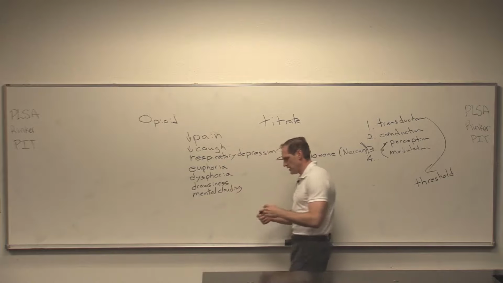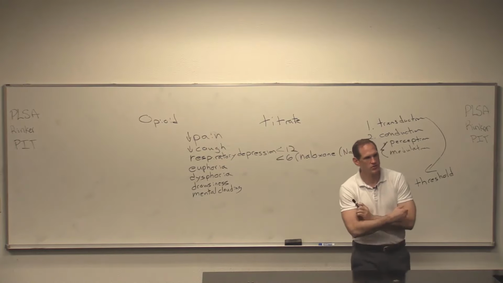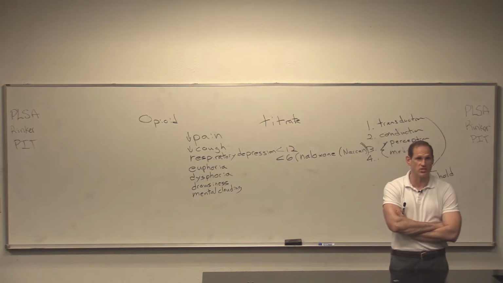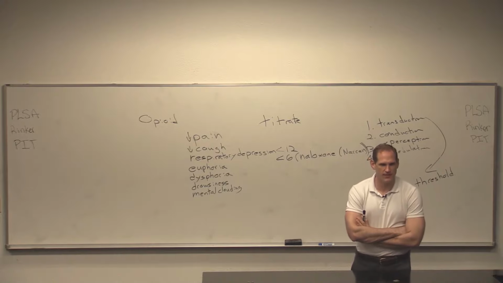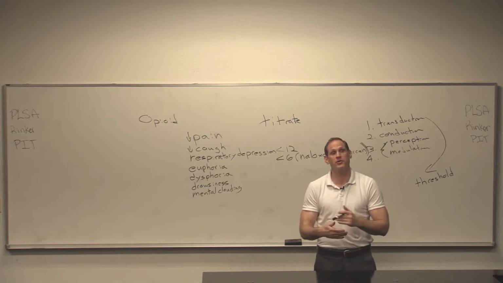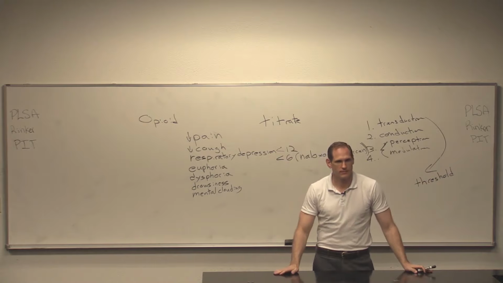Mental clouding can be anything from you just can't think quite straight to your reflexes are diminished and your judgment is impaired, which means that when you are on an opioid drug, you should not operate heavy machinery, aka an automobile, let alone a motorcycle. Does that make sense?